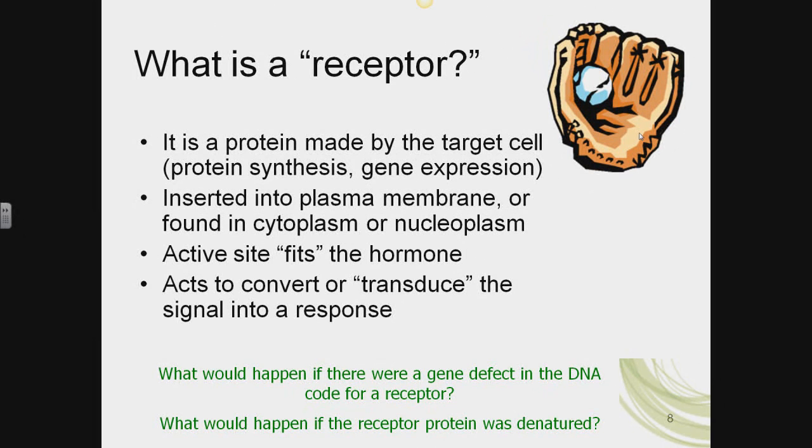Where can you find a receptor for a hormone? You can find it in the cytoplasm. You can find it embedded in the plasma membrane, or you can even find the receptor in the nucleus too.